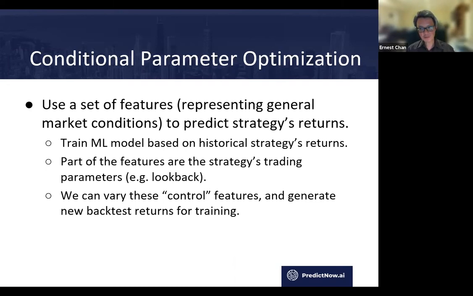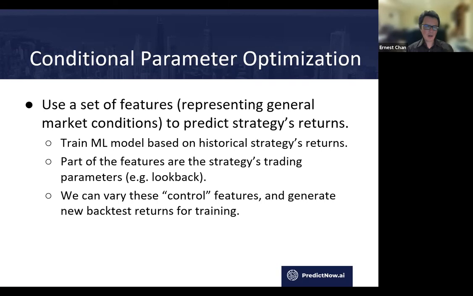And part of the features, and that is the most interesting part, are the trading parameters of the strategy. In other words, let's say you have a 10-day moving average, a 1 standard deviation entry threshold, and a hedge ratio of 0.5. What are the expected returns given that day's condition? And what about a look-back of 20 days?